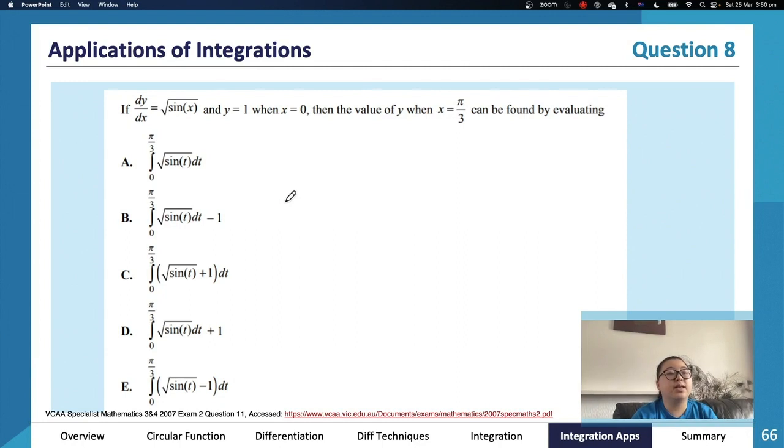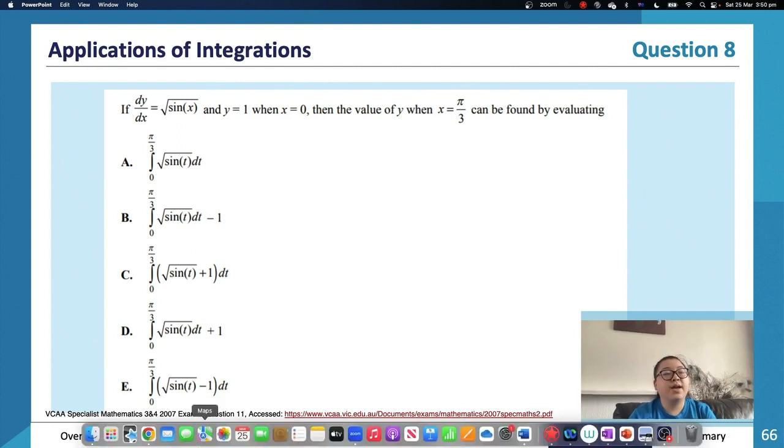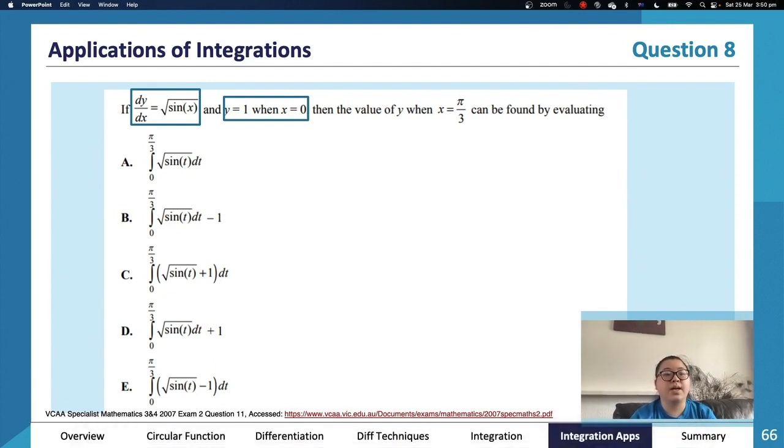So if we look at something like this, dy dx equals root sine x, where y equals 1 when x equals 0, then the value of y when x equals pi on 3 can be found via evaluating. What we can do here is get the two functions first and recognize, okay, that's the initial function we're looking at. So those two are the functions, this is my derivative and this is my initial condition, and then I can name what this is.